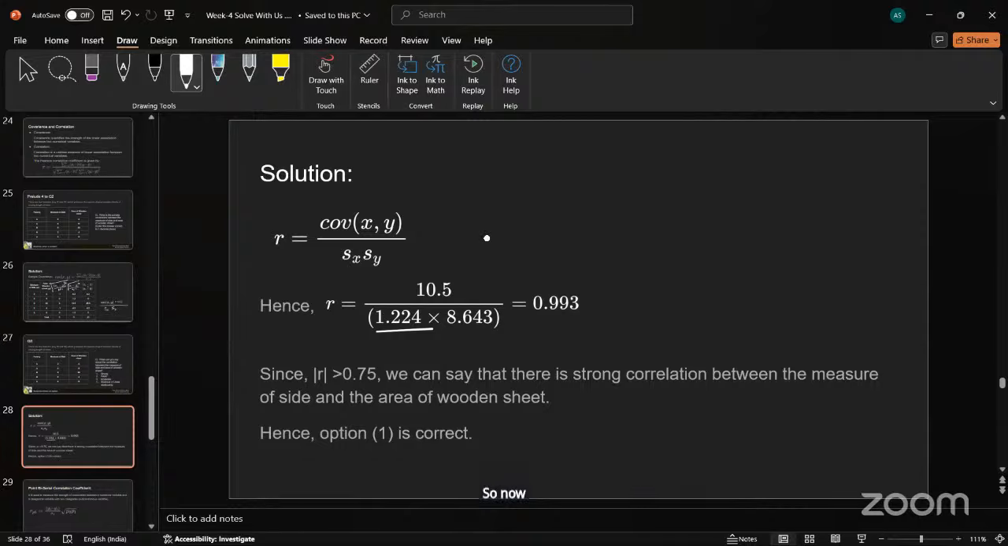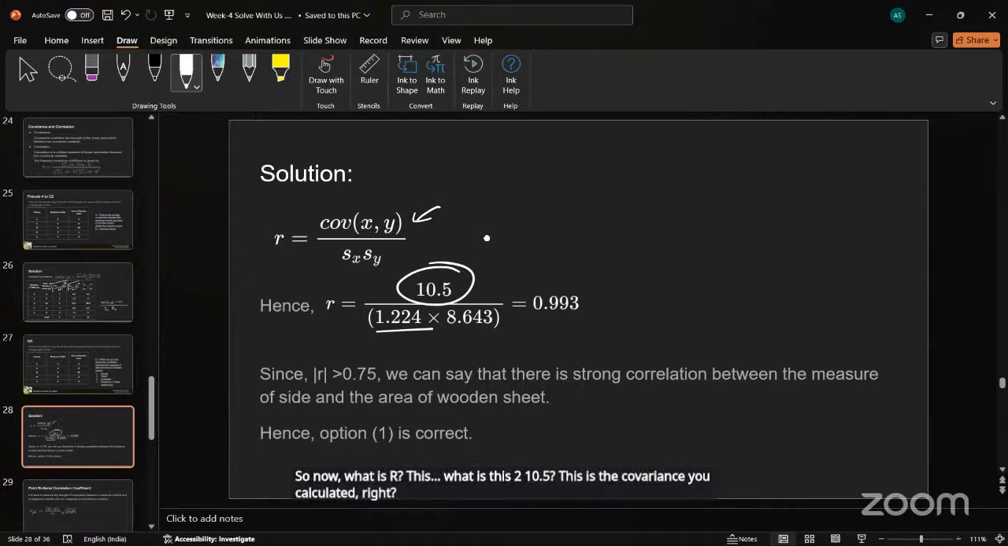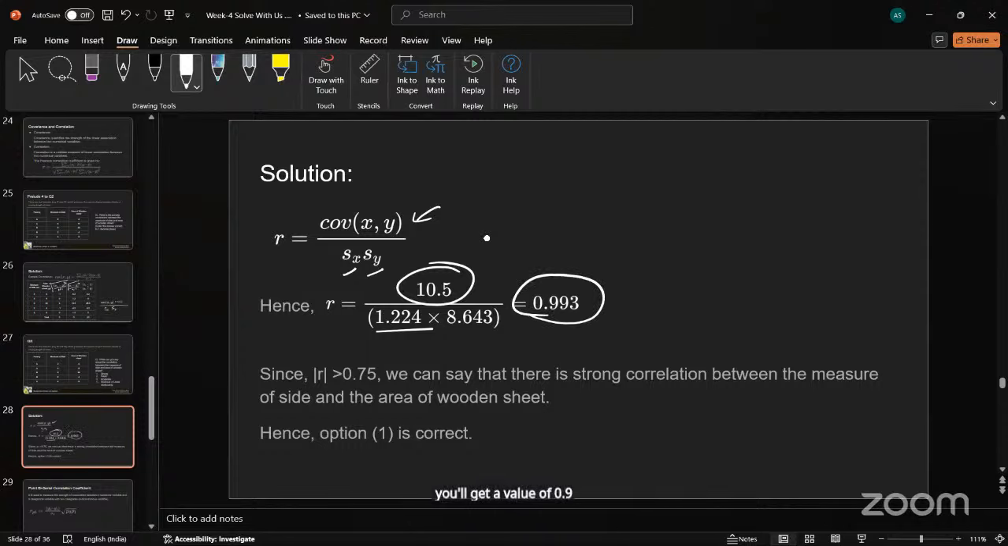So now, what is R? What is this 10.5? This is the covariance we calculated, right? Divided by 1.224 multiplied by 8.64, which are the standard deviation of x and the standard deviation of y. You'll get a value of 0.993.